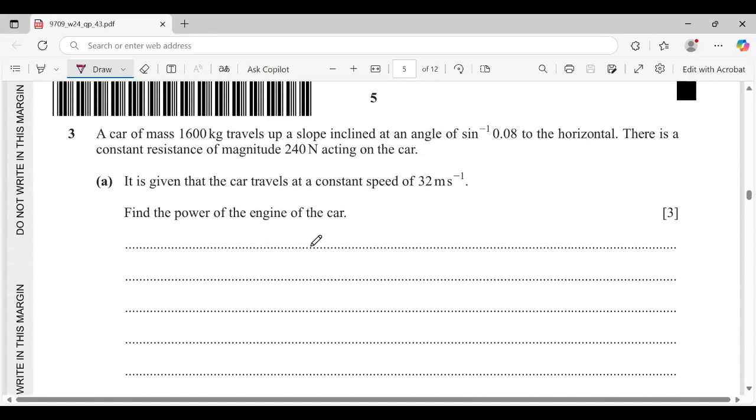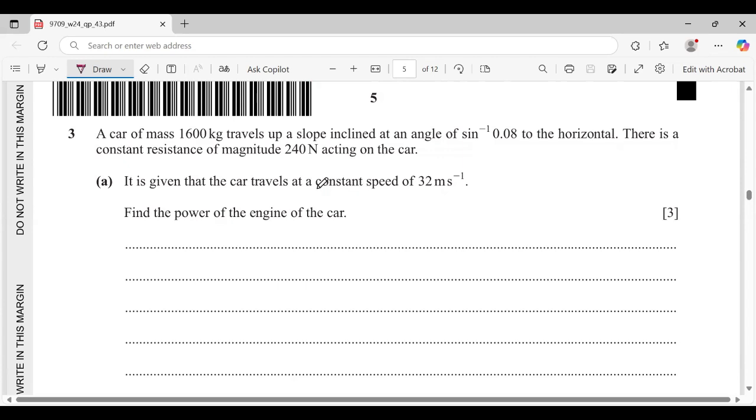Number 3. A car of mass 1,600 kilograms travels up a slope inclined at an angle of arc sine 0.08 to the horizontal. There is a constant resistance of magnitude 240 newtons acting on the car. It is given that the car travels at a constant speed of 32 meters per second. Find the power of the engine of the car.